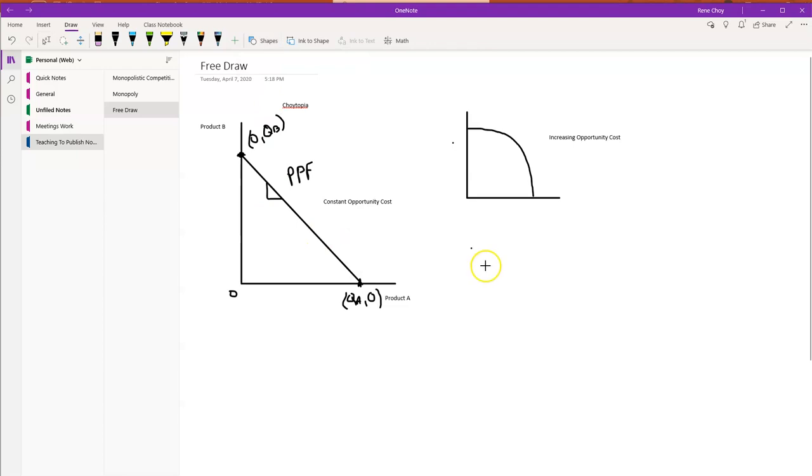You can also have a production possibility frontier that is bowing in toward the center. So like this. And this sort of production possibility frontier exhibits decreasing opportunity cost.